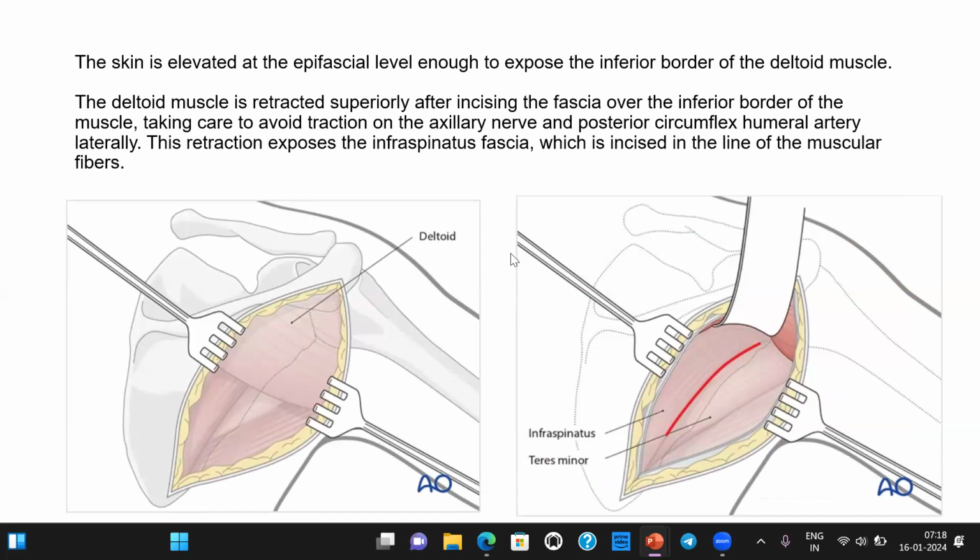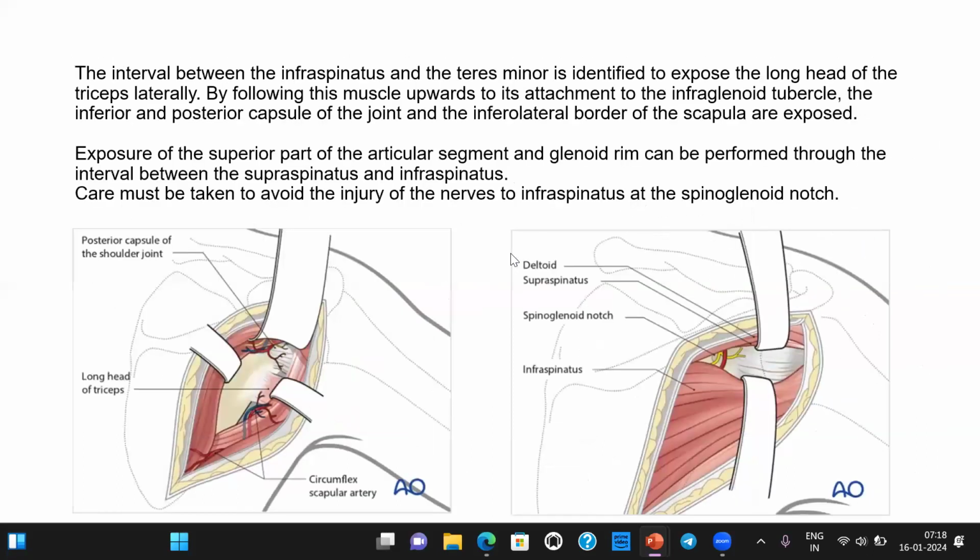We have to incise the fascia of the infraspinatus muscle in line with the muscle fibers. This interval is identified to expose the internervous plane between the infraspinatus and teres minor, exposing the long head of triceps laterally. The long head of triceps arises from the infraglenoid tubercle. The long head of biceps arises from the supraglenoid tubercle. So following this muscle upwards to its attachment, we will reach the infraglenoid tubercle.